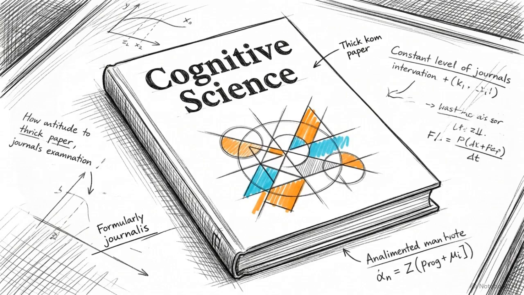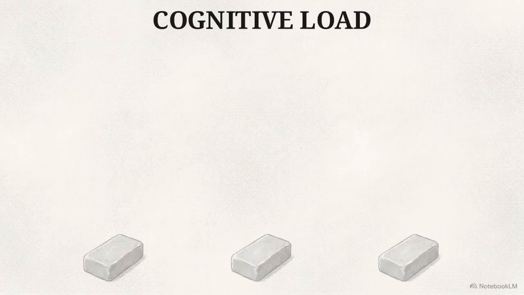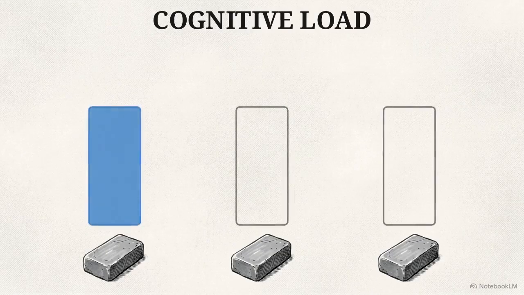In 1988, psychologist John Sweller published a scientific framework for measuring this mental effort, known as cognitive load theory. The theory identifies three distinct types of load. The first is intrinsic load. This is the inherent complexity of the subject matter itself, and you cannot simply remove it.